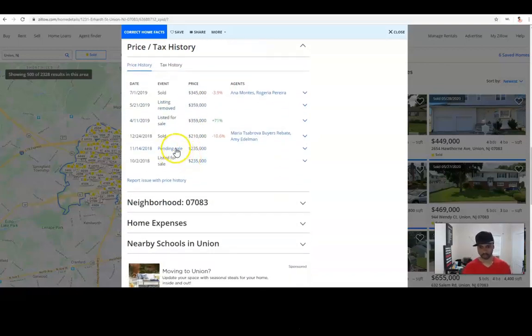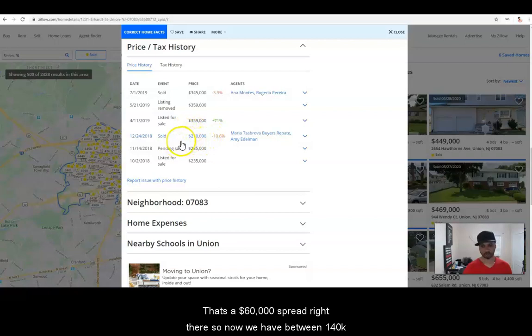And we see that this property sold for 210. Okay, so now we got buyers that's buying between 160 and 210. Now that's a big spread. So just imagine if you got this property for 140, or any property for 140 that you can turn around and sell for 210. That's a $60,000 spread right there.